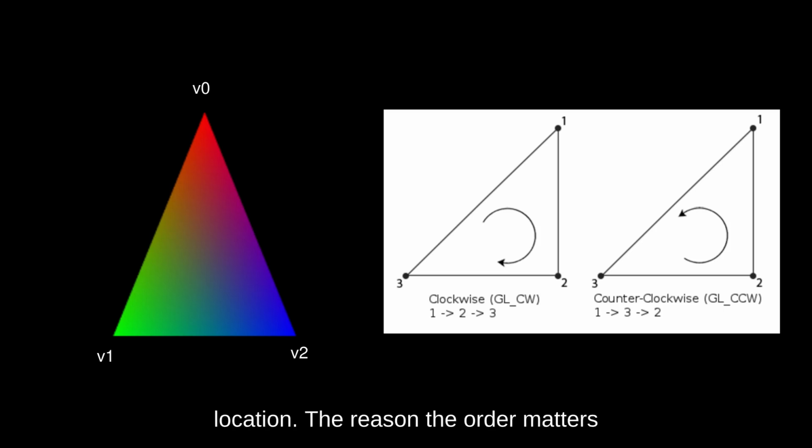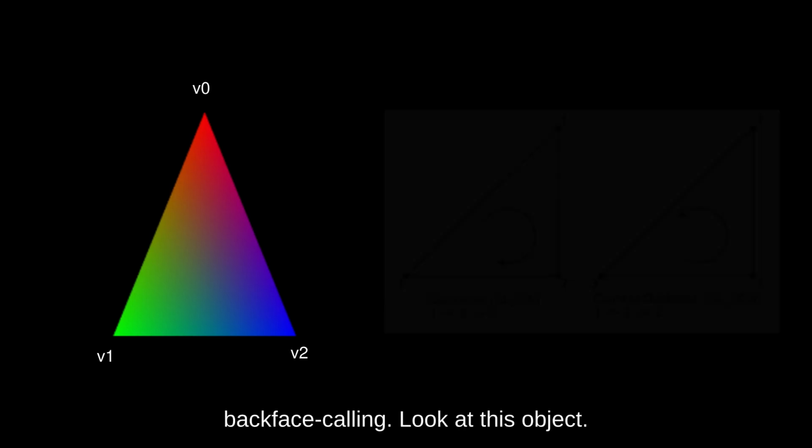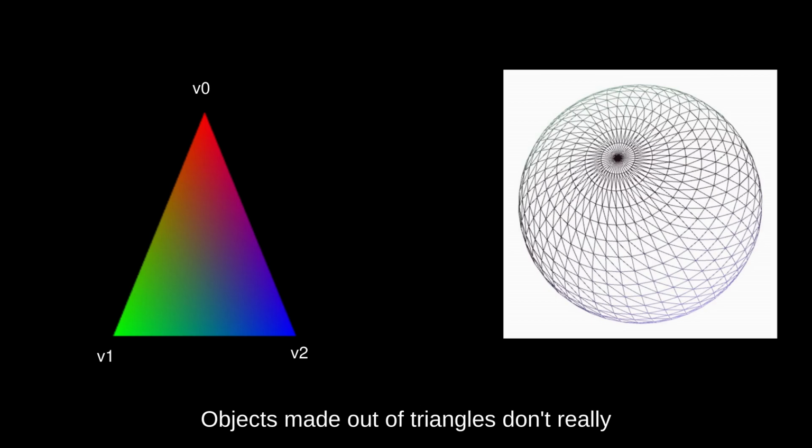The reason the order matters here is because of an optimization called backface culling. Look at this object. Objects made out of triangles don't really have anything going on internally. We're just defining the surface of objects. But we don't care about the backsides of these faces, we're not going to see them.